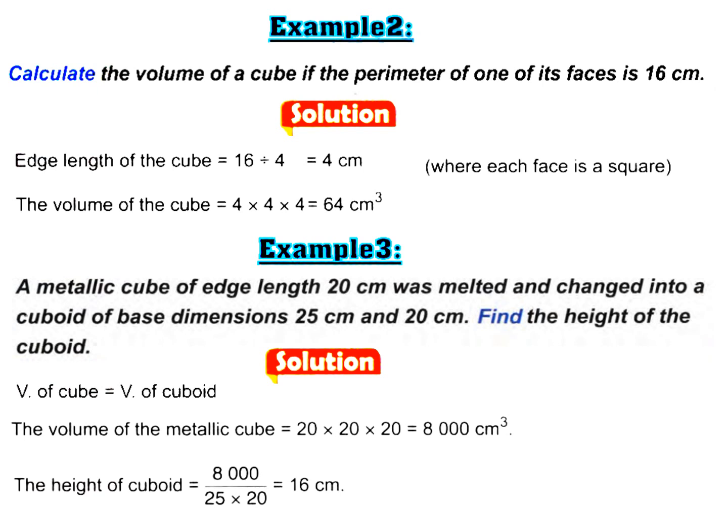As we know, the rule of volume of cuboid equals length times width times height. He requires me to get the height, so I will divide the volume by length times width. 8,000 divided by 20 times 25. Using the calculator, it will give me 16 centimeters. Okay, another example.